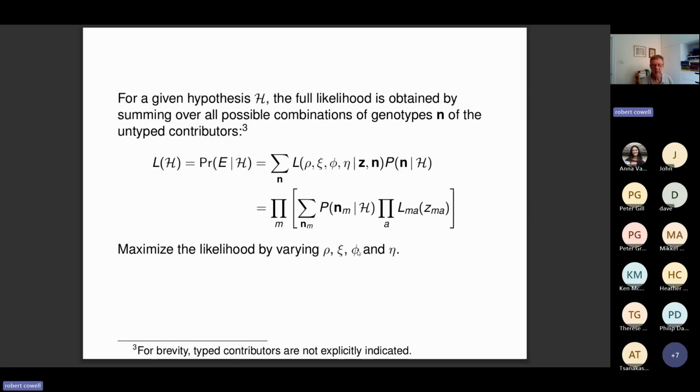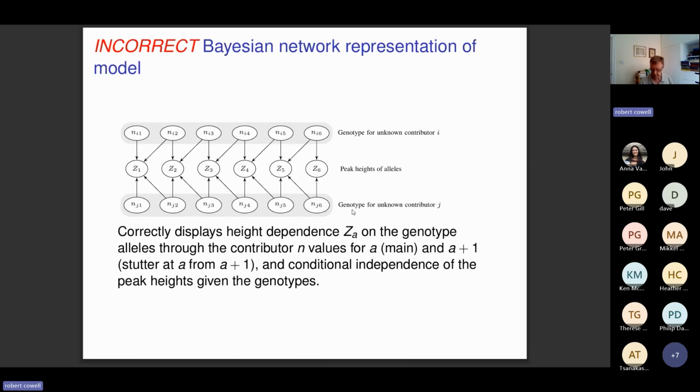Now, one issue here is that the number of terms here can grow very, very large with just a small number of contributors, and we'll see by some numerical examples how big that can be. So we want to take care of that. It's shown in the paper how to do this with Bayesian networks. So this is one Bayesian network which could be written down, but it's incorrect. I emphasize it's incorrect.